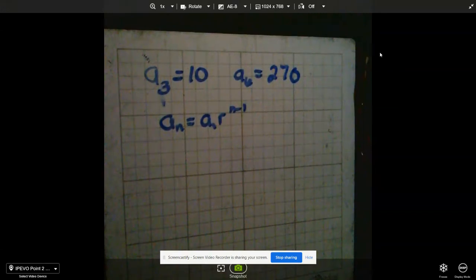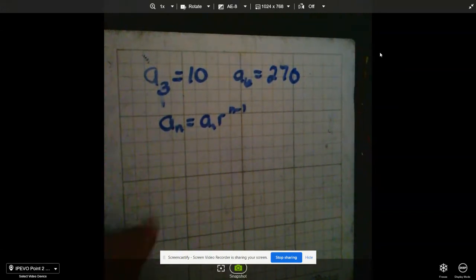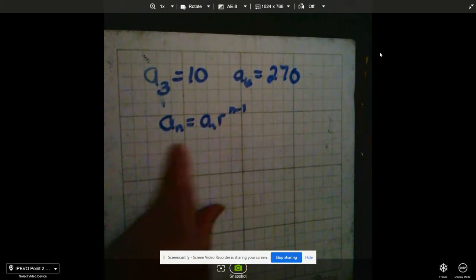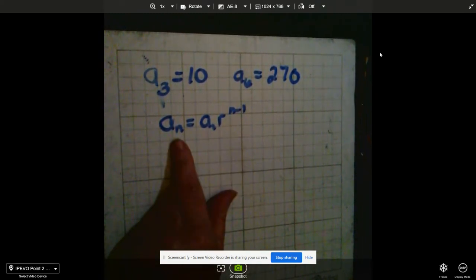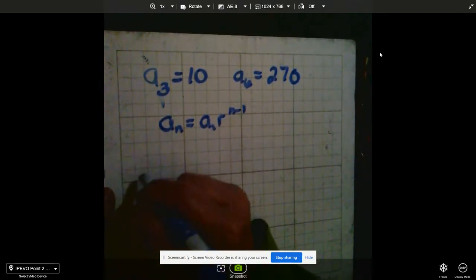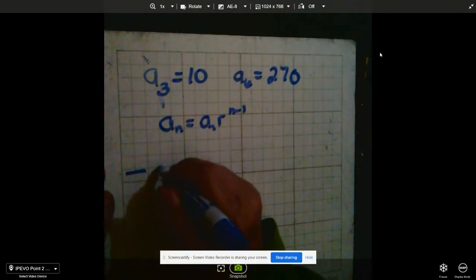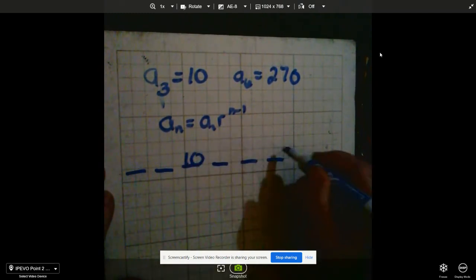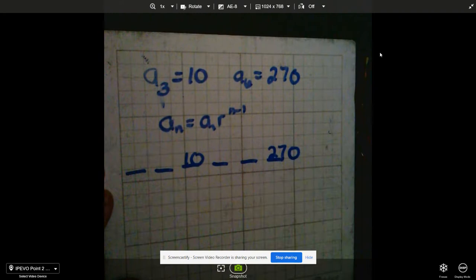All right, so this is number 7 on sequence 3. They tell you that A3 is 10 and A6 is 270. And here is the formula that we have for A of n. So you kind of have a sequence that looks like this: 1, 2, 3, 4, 5, 6. So you know this number is 10 and this number is 270.